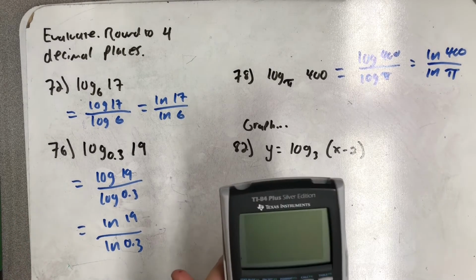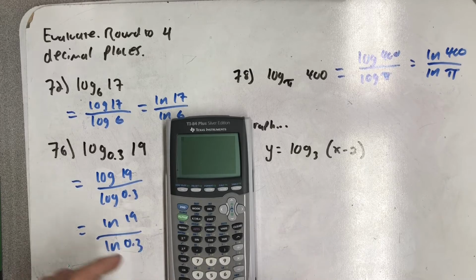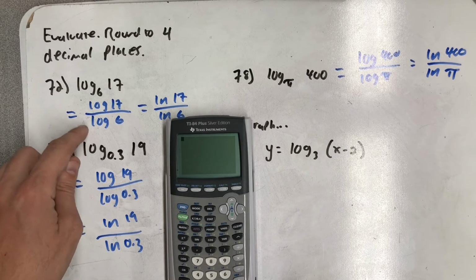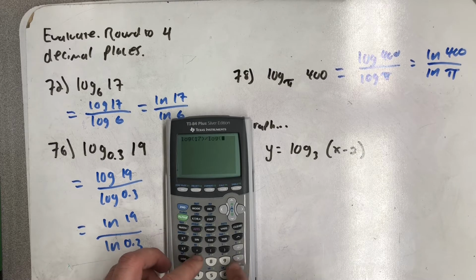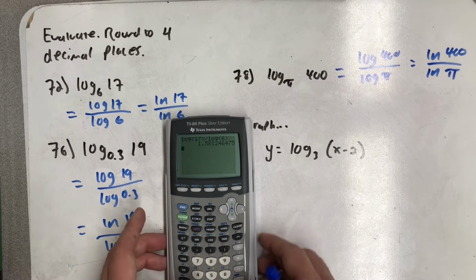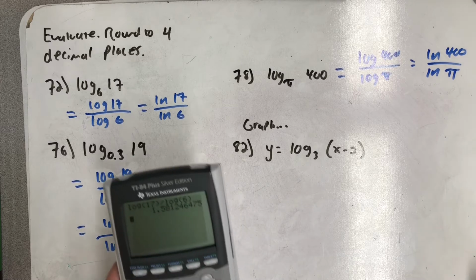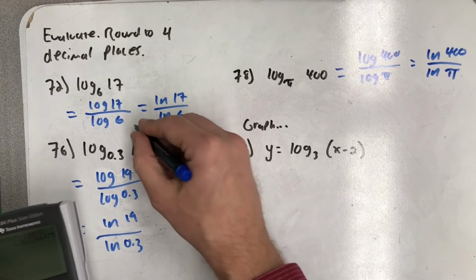Now let's use our graphing calculator to evaluate each one of those. I'm going to use the common log on this one just so we see one example of doing that. It does not matter. So I have the log of 17 divided by the log of 6. And that gives me 1.5812.